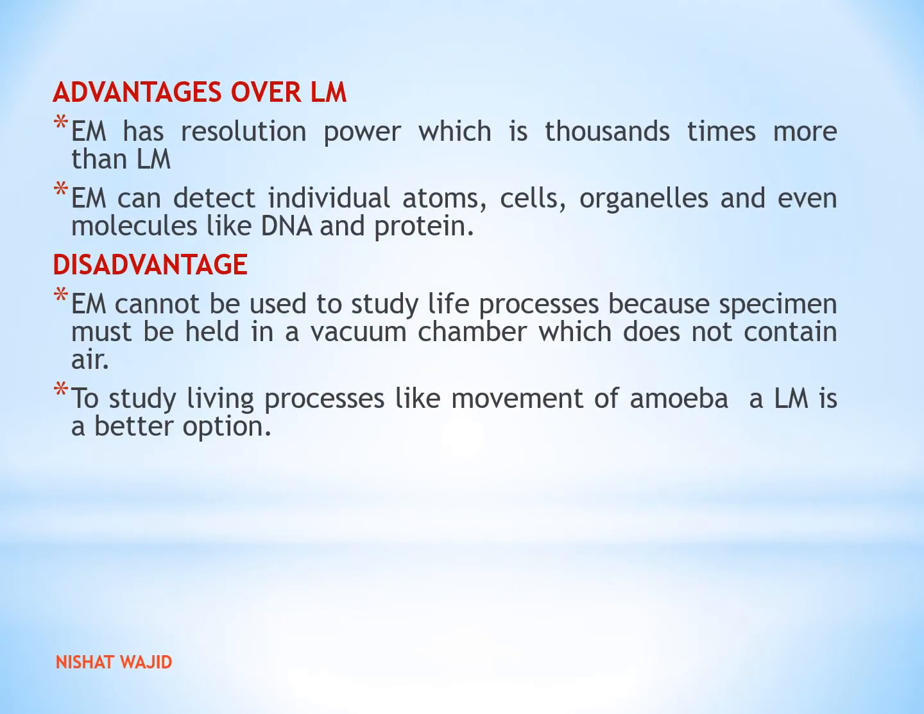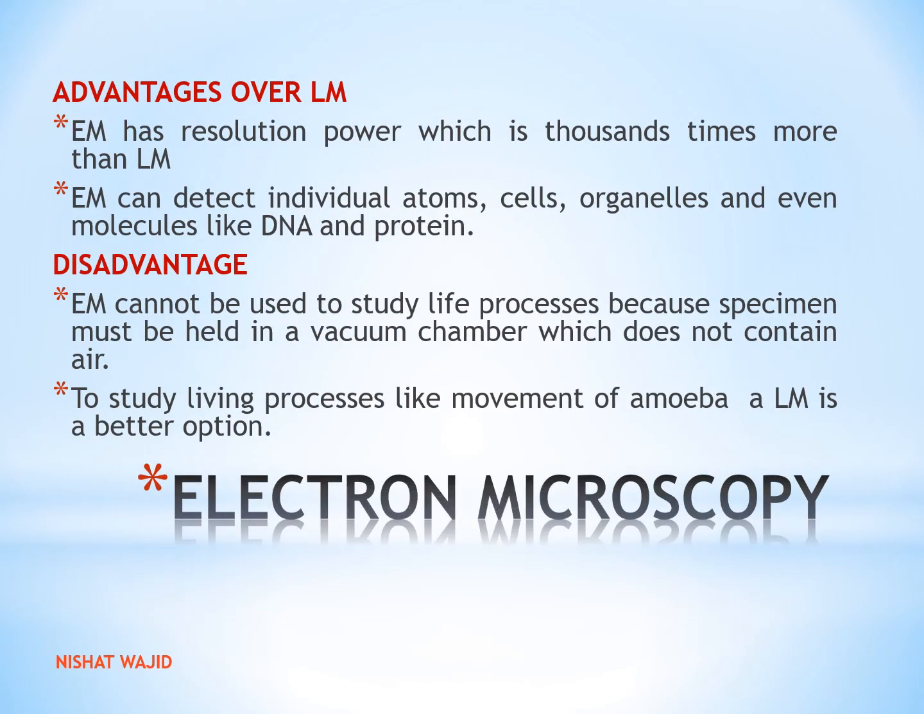We have discussed both types of microscopes. Now we will study advantages and disadvantages of electron microscope over light microscope. First, advantages. First one is that electron microscope has resolution power which is thousands times more than light microscope. Second is that electron microscope can detect individual atoms, cells, organelles and even molecules like DNA and protein.